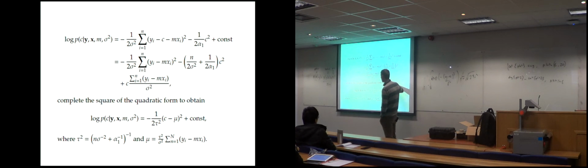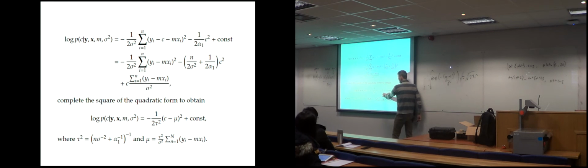Now we complete that square. Completing the square in this case, we're going to do it in the matrix case. Probably in the lab, I'll do it on the board. But completing this square is just rewriting this thing in the form of 1 over 2 tau squared times (c minus mu) squared, plus a constant. Why are we writing it in that form? Because this is the log of the posterior, and we're trying to get it into a form that looks like a Gaussian. So this is a form that looks like a Gaussian, and the mean of this Gaussian is mu, and the variance of this Gaussian is tau squared. And everything else is constant in C.